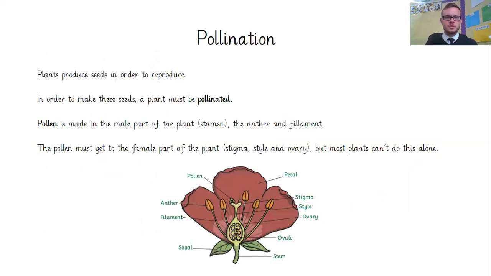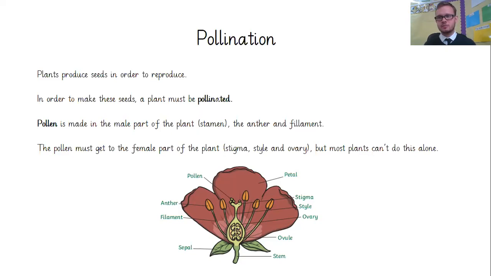So pollination, what is it? Well, plants need to produce seeds in order to reproduce. In order for this to happen, a plant must be pollinated, and that's a process. Pollen is made in the male part of the plant, the stamen, from the anther, which is supported by the filament, if you look at our picture at the bottom there. The pollen has to get to the female part of another plant, and that female part, as we learned before, is the stigma, the style, and the ovary. But most plants can't do this alone.